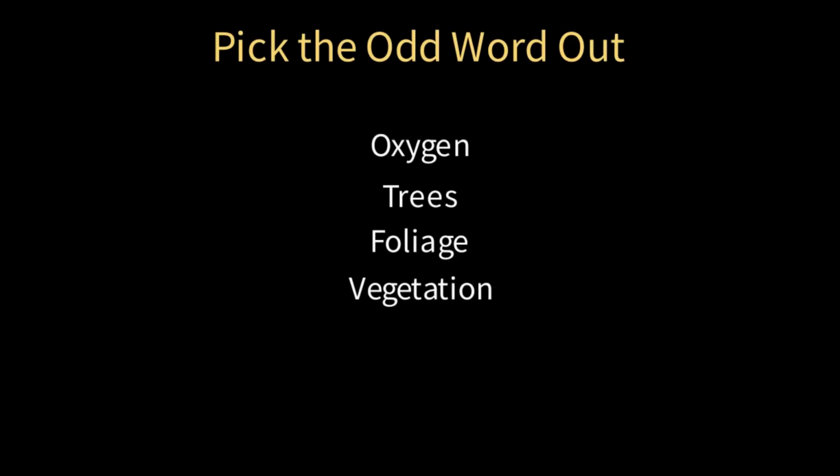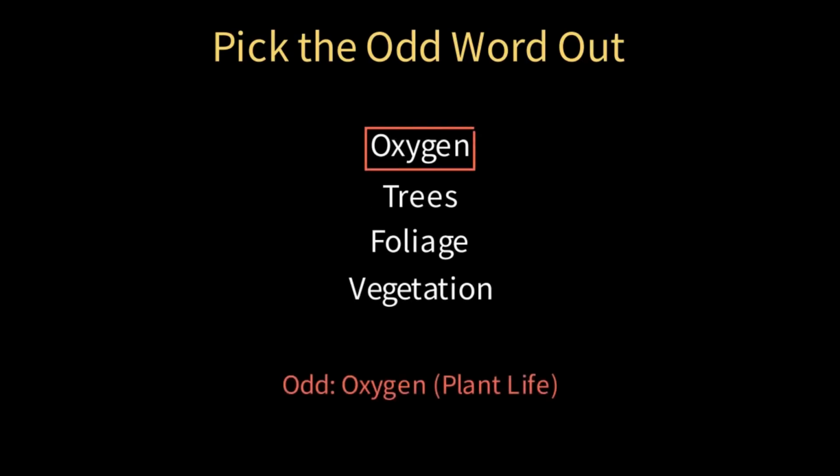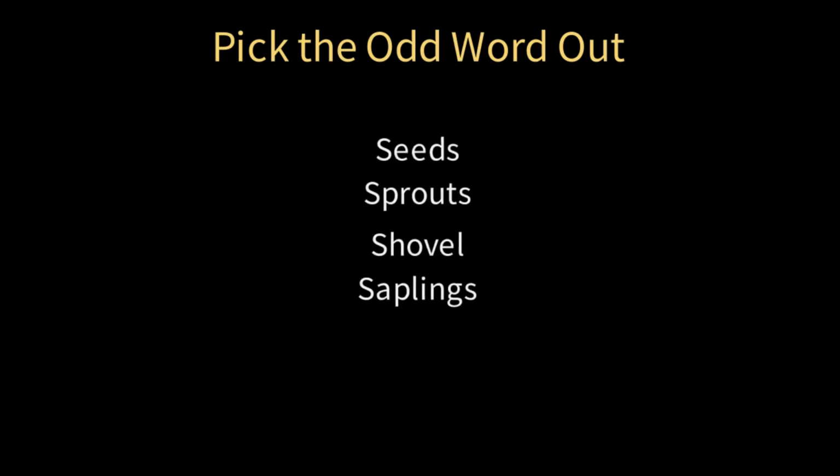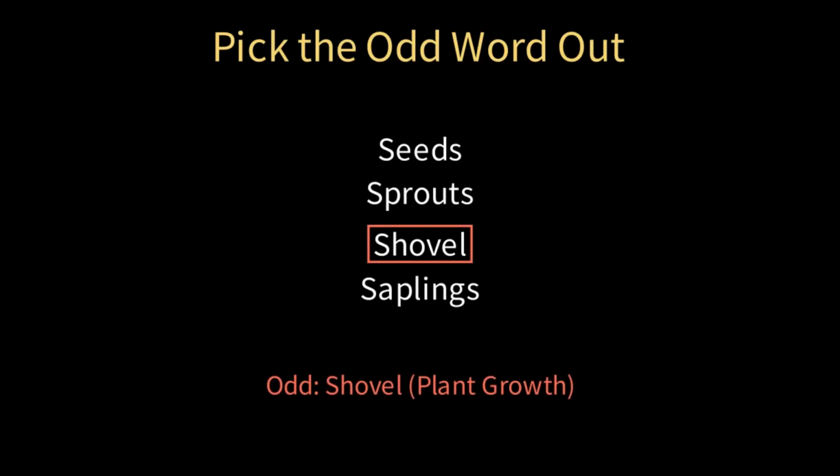Oxygen, trees, foliage, vegetation. Oxygen is the odd word. The other three words denote plants or plant life. Seeds, sprouts, shovel, saplings. Shovel is the odd word. The other three words are stages of plant growth while the shovel is a tool.